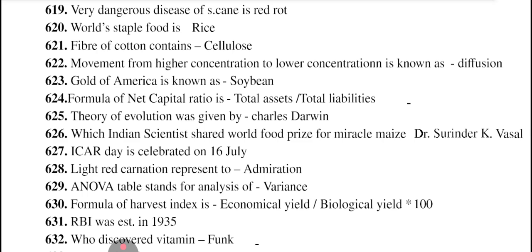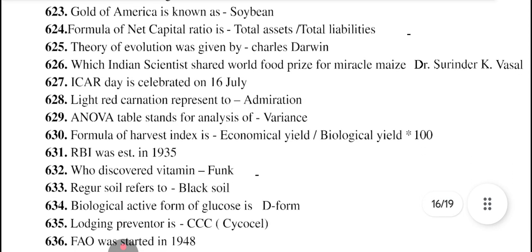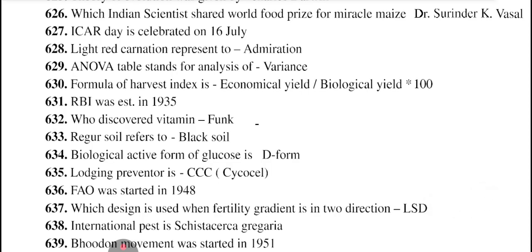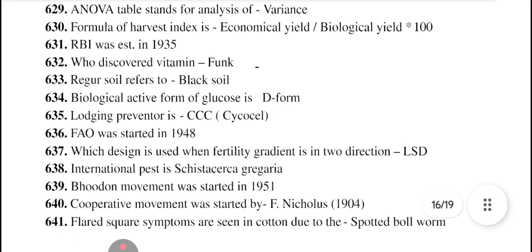Theory of evolution was given by Charles Darwin. Scientist who shared World Food Prize for miracle maize is S.K. Wassel. ICAR Day is celebrated on 16th July. Light red carnation represents admiration. ANOVA stands for analysis of variance. Formula for harvest index is economical yield by biological yield into 100. RBI was established in 1935. Vitamin was term given by Funk.